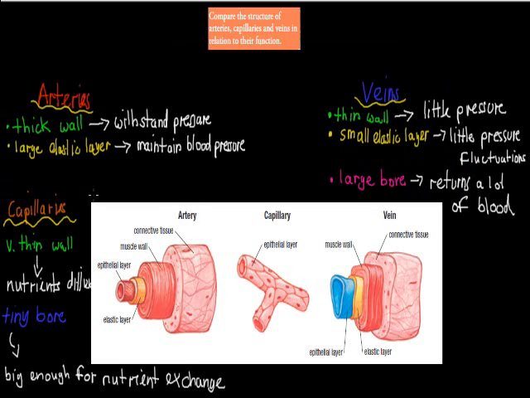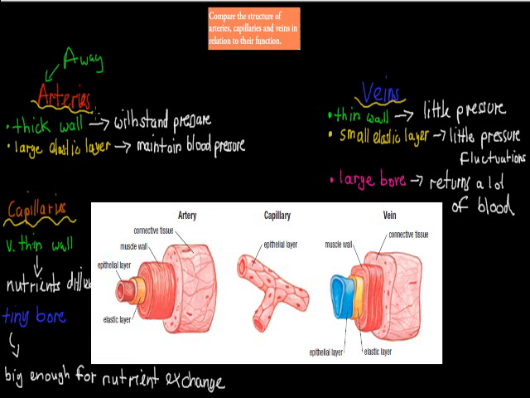We also have compared the structures of arteries, capillaries, and veins in relation to their functions. So in this one, you had to name the actual structure and how that's related to its function as well. Let's start with the arteries. Remember, arteries carry blood away, so A for away from the heart.